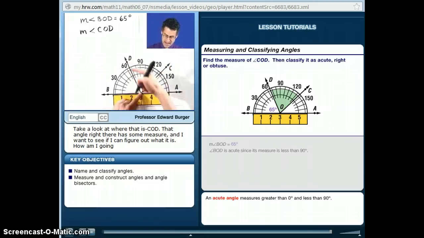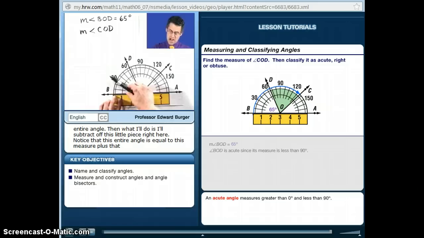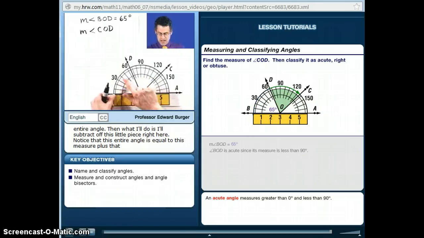Okay, now that angle right there has some measure, and I want to see if I can figure out what it is. So how am I going to do that? Well, I'm going to start here where all the angles begin to be measured, and I'm going to sweep out and find the measure of this entire angle. And then I'll subtract off this little piece right here. Notice that this entire angle is equal to this measure plus that measure.